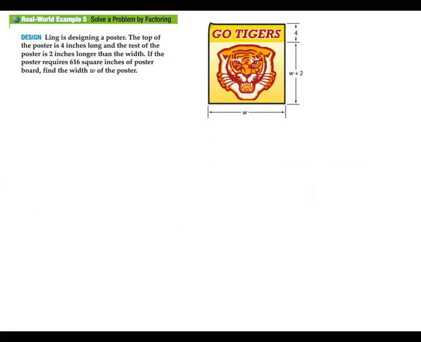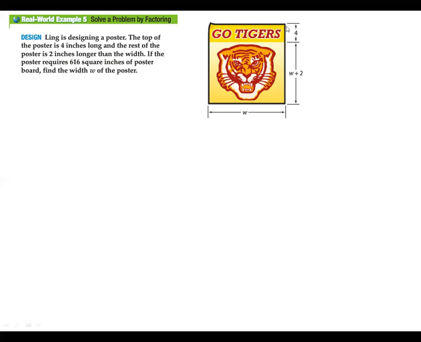All right, last one here. Ling is designing a poster. The top of the poster is 4 inches long. The rest of the poster is 4 inches longer than the width. If the poster requires 616 square inches of poster board, find the width W of the poster.